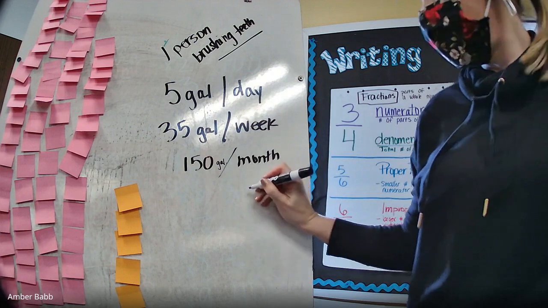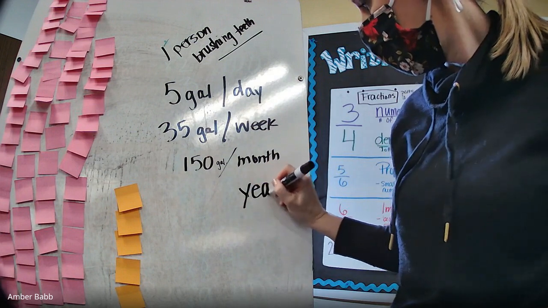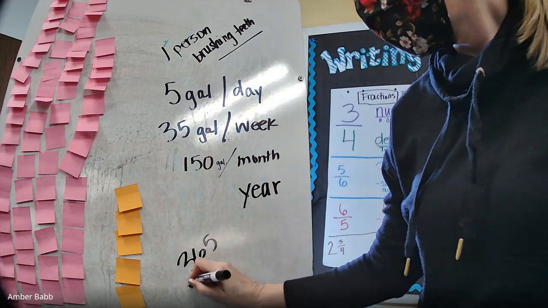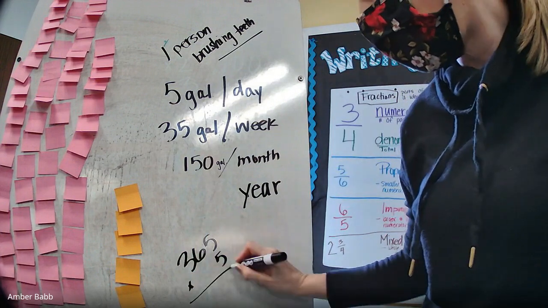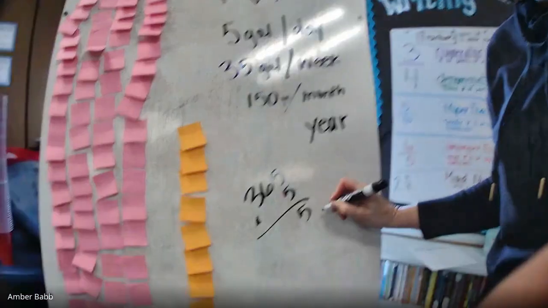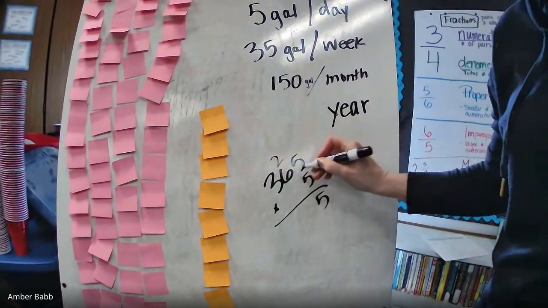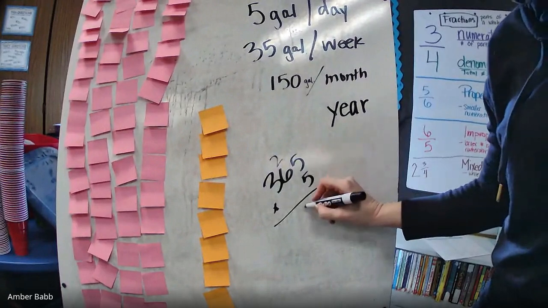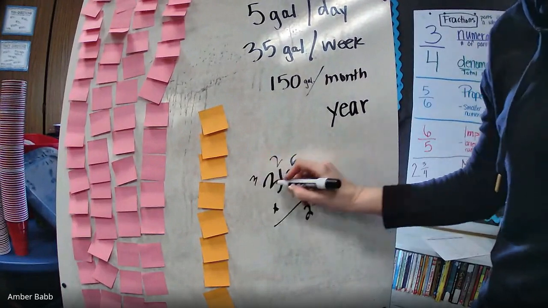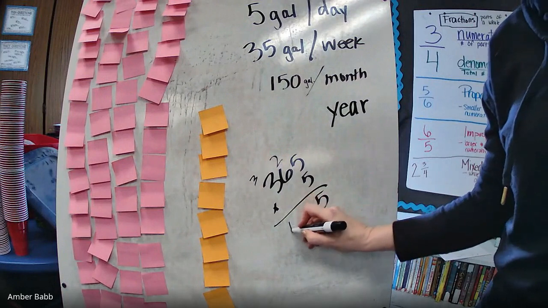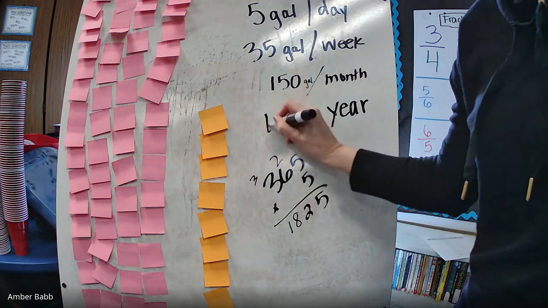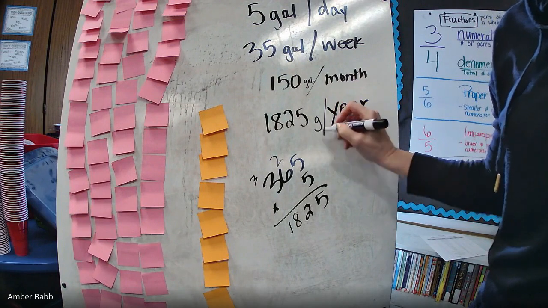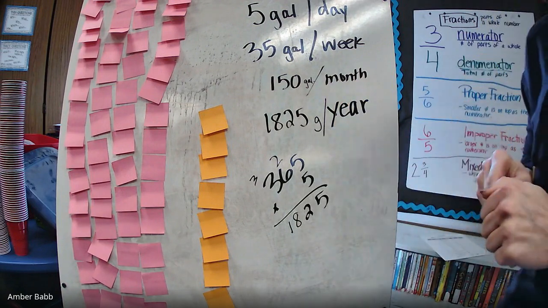Okay, how many days are in a year? 365 times 5 gallons a day. 5 times 5 is 25. 5 times 6 is 30. 5 times 3 is 15 plus 3 is 18. 1,825 gallons a year. That's a lot of water.